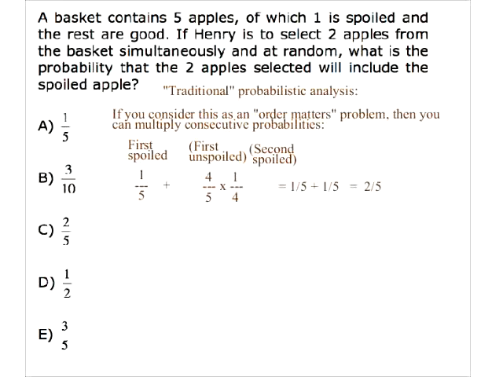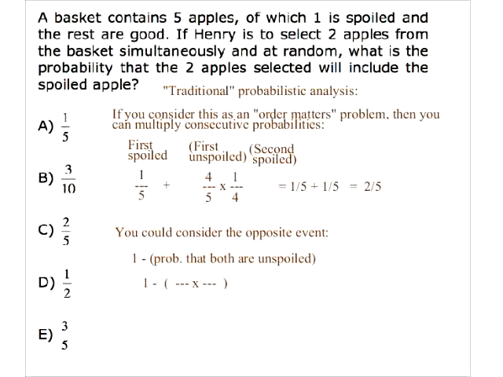You can do that. Or you could consider the opposite event. Yeah, what someone just wrote in the window. So you could do 1 minus the probability that both are unspoiled. So that's 1 minus unspoiled first time and unspoiled second time. So 4 out of 5 are unspoiled, and then there's still 3 out of 4 that are unspoiled. So that's 1 minus 3/5.